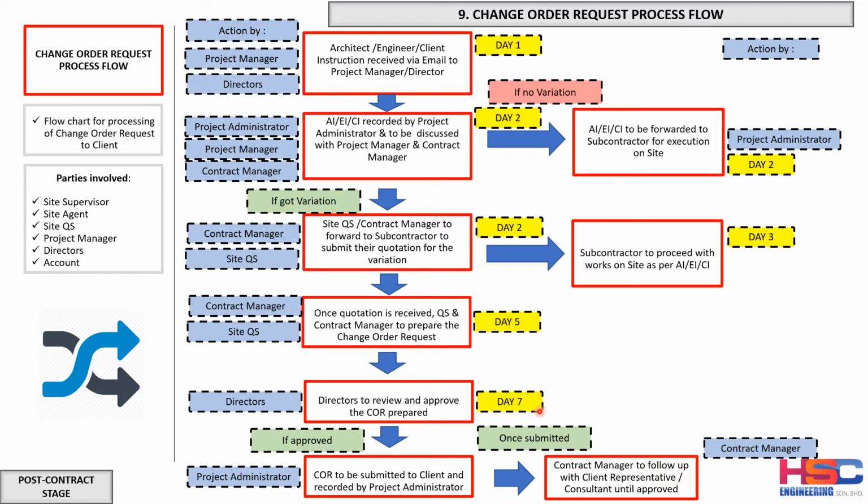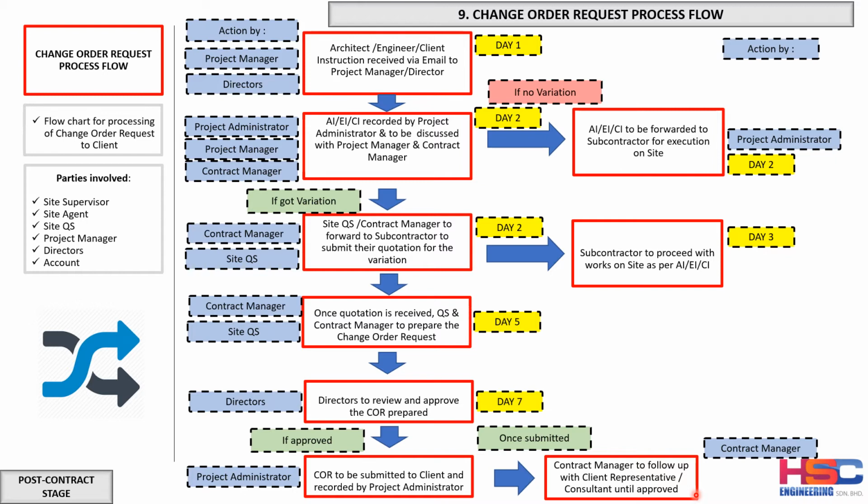Okay, so by day 7, the director can review the change order request prepared by the contract manager, and if the director of the contractor approves, then the project admin will submit the change order request to the client and record when they submitted. Once it is submitted, it is the contract manager's responsibility to follow up with the client representative or the consultant representative until the change order is approved.